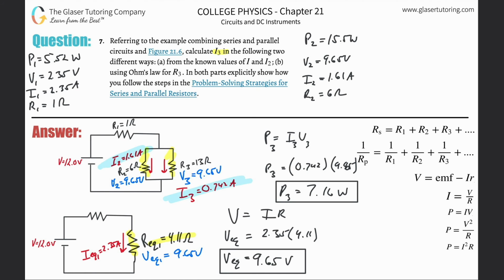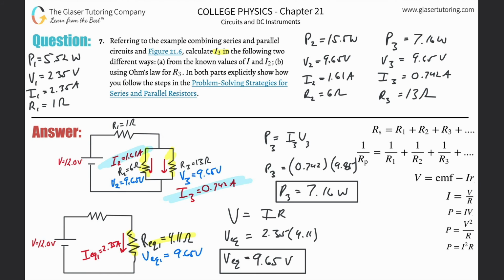So now we can write everything down for P3. P3, the power dissipated by that third resistor, is 7.16 watts. The voltage of that third one is going to be 9.65 volts. The I3 was 0.742 amps. And then R3 was 13 ohms.